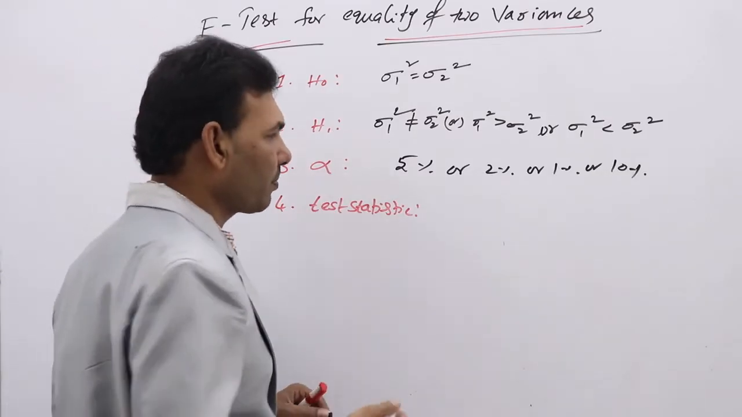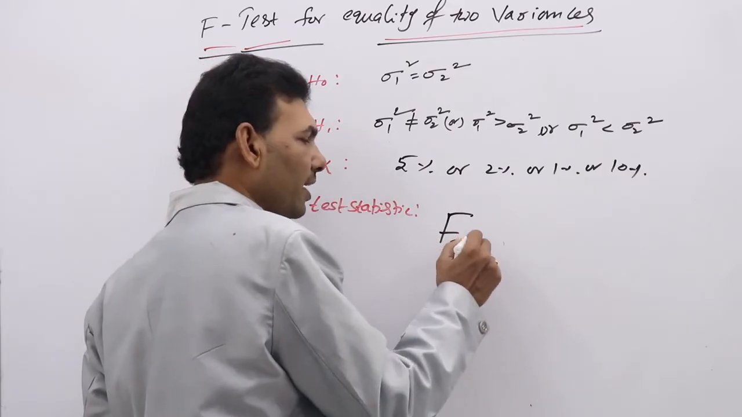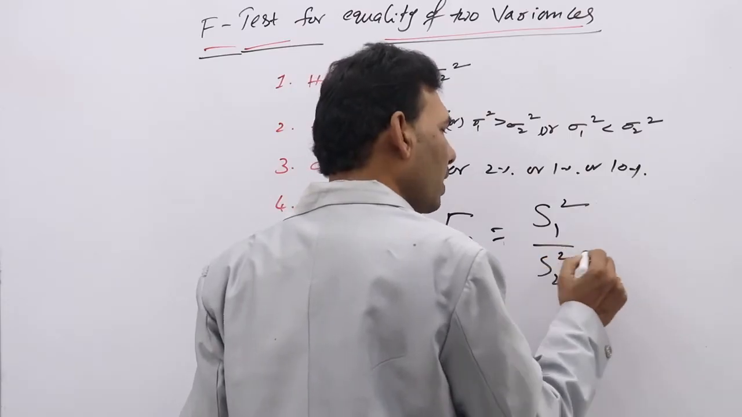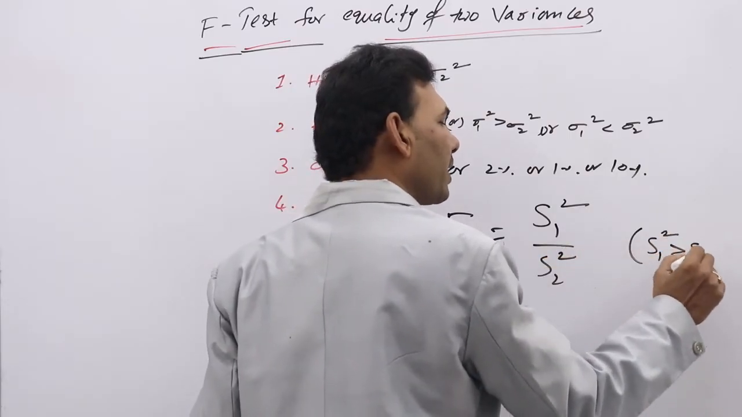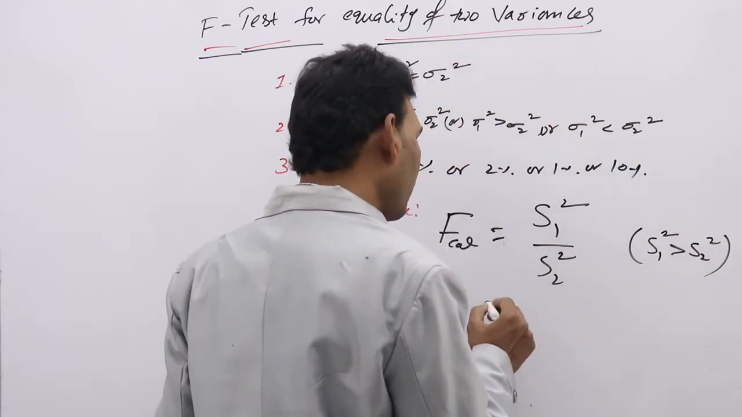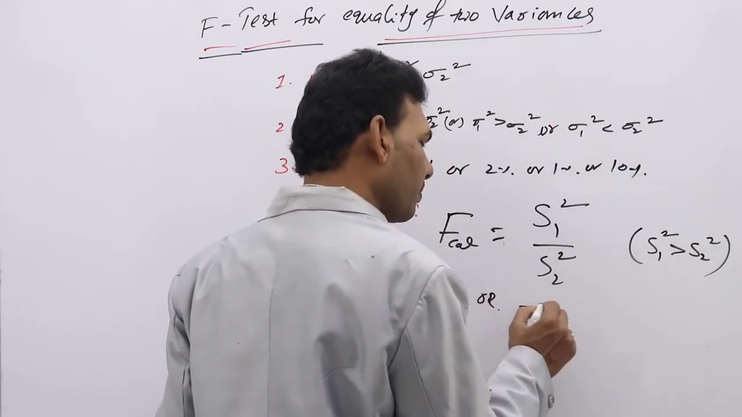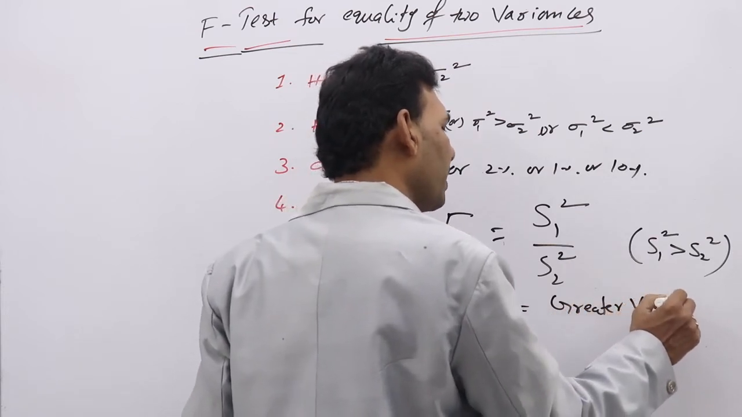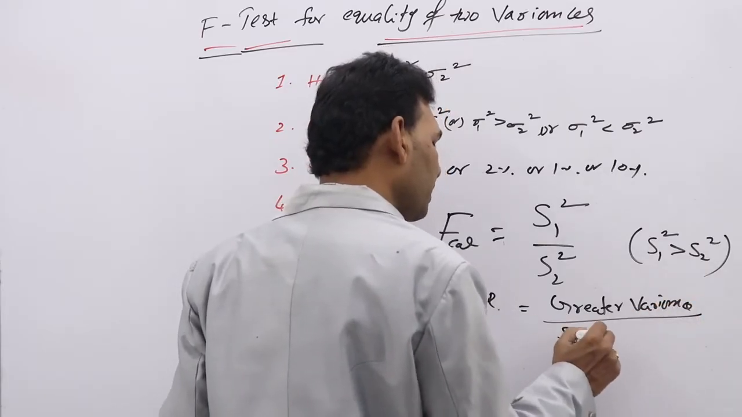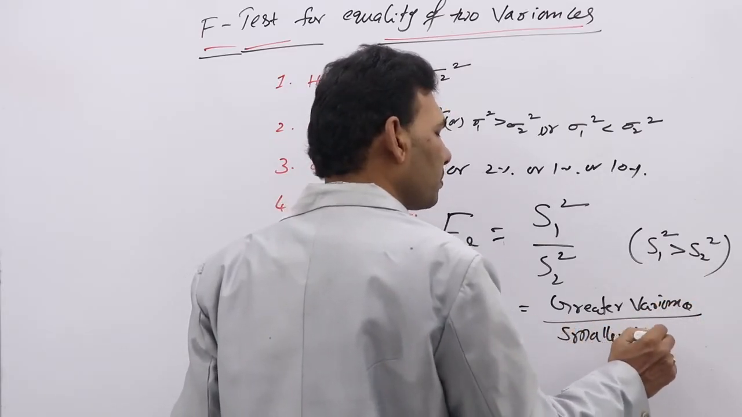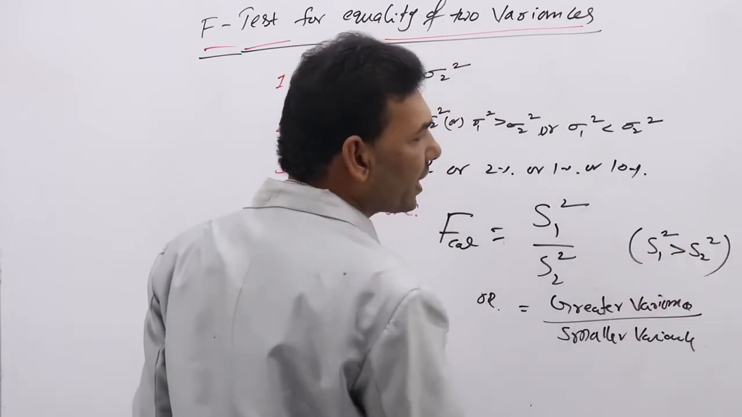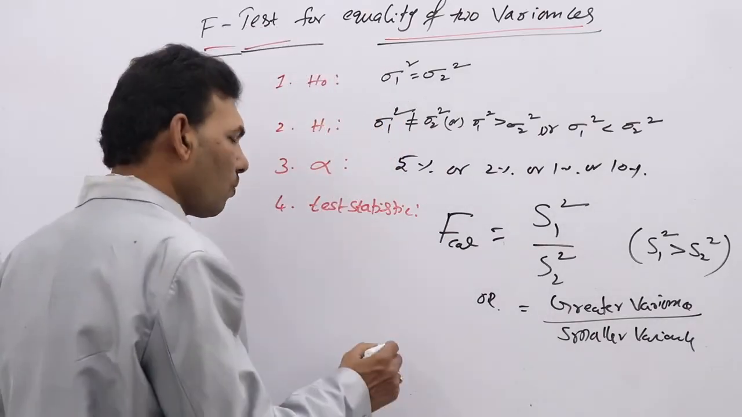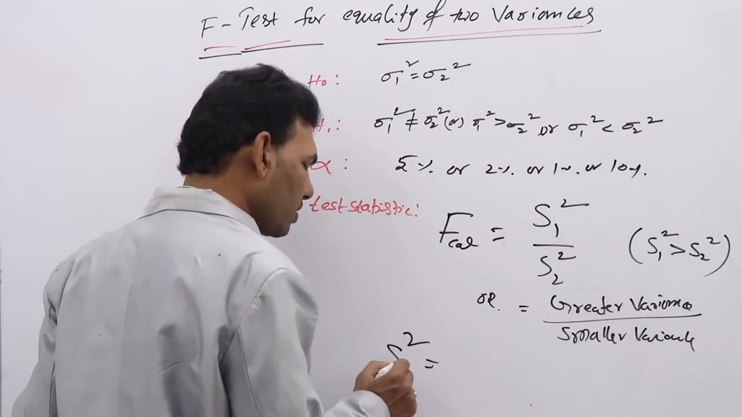Coming to test statistic. So here F calculated as formula S1 square by S2 square when S1 square greater than S2 square. Or we can write in words like this: greater variance by smaller variance. If S2 square is greater than S1 square, then we take S2 square by S1 square. You know what is formula for S1 square and S2 square?